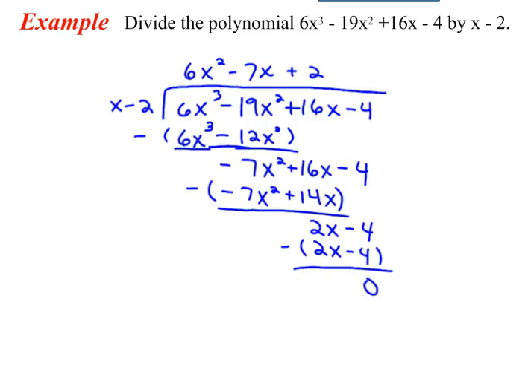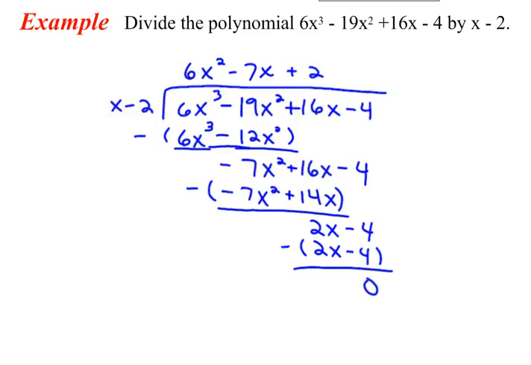Alright, so this is our first example of long division with polynomials. We have the polynomial 6x cubed minus 19x squared plus 16x minus 4. And we're dividing that polynomial by x minus 2. So you can see what that looks like in terms of writing it in long division. We have the longer polynomial under the division sign, and we have x minus 2 out here.